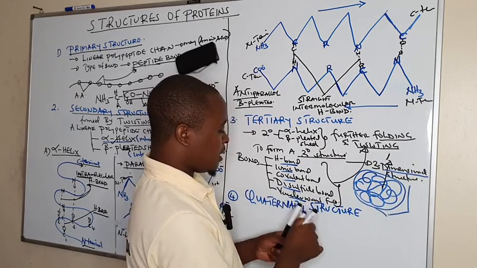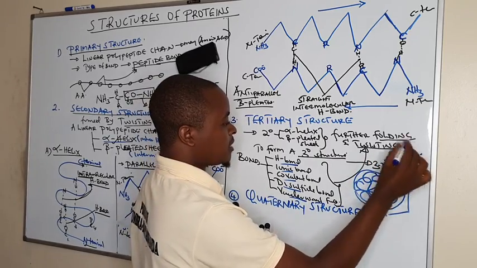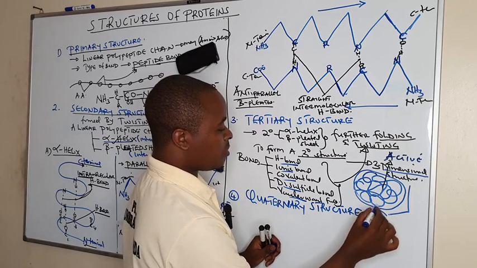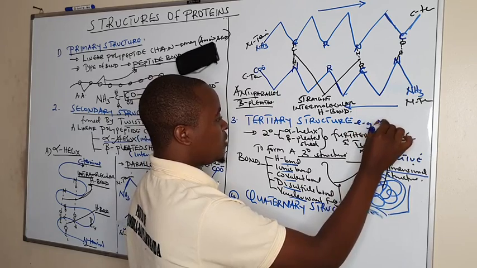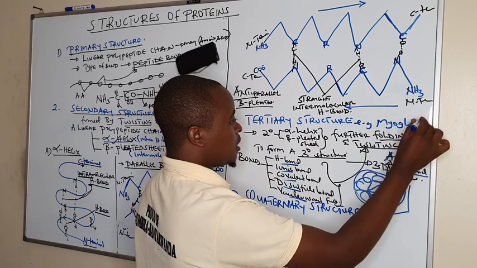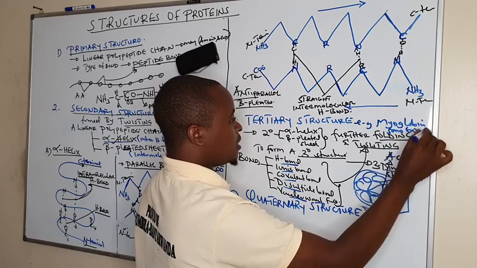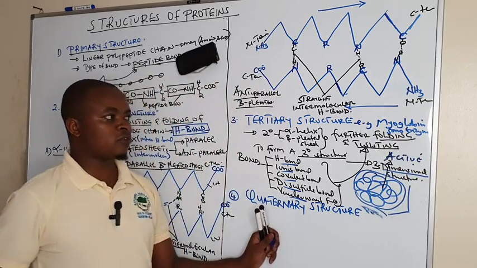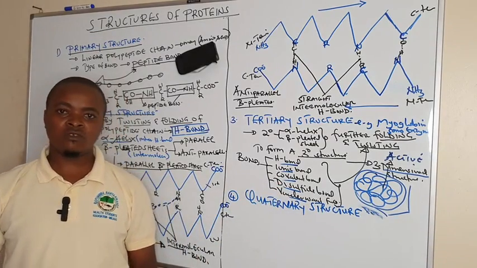It is catalytically active. An example of a tertiary structure we can give is myoglobin. So the example here is myoglobin and some enzymes which are catalytically active. So those are the examples. Myoglobin belongs to the tertiary structure.